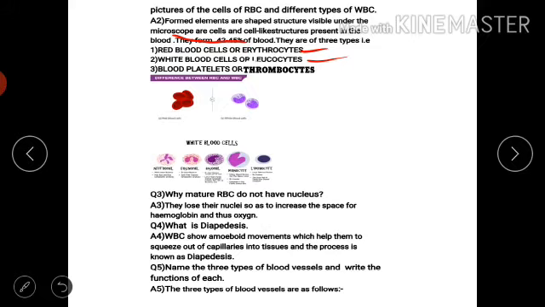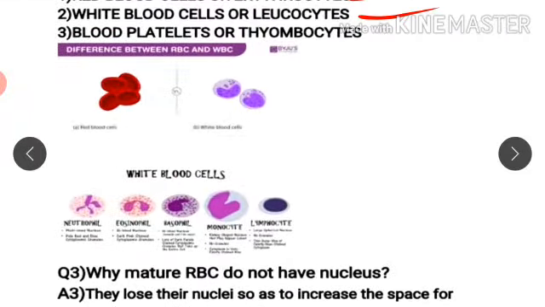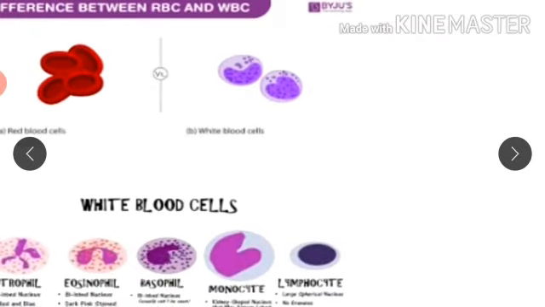And you can see the difference between RBC and WBC. RBC is disc-shaped, whereas WBC is irregular shaped and has a bean-shaped nucleus.